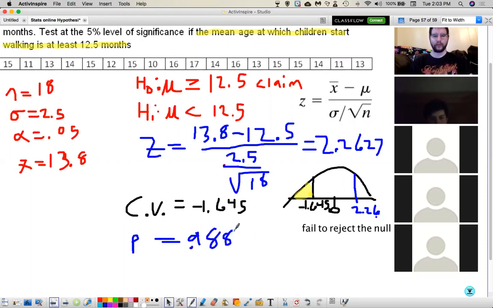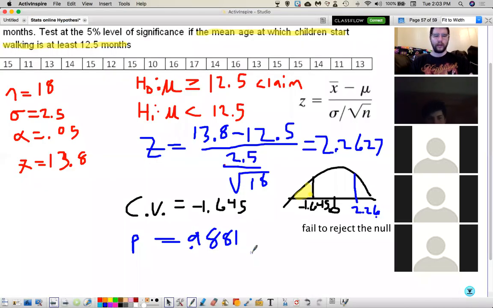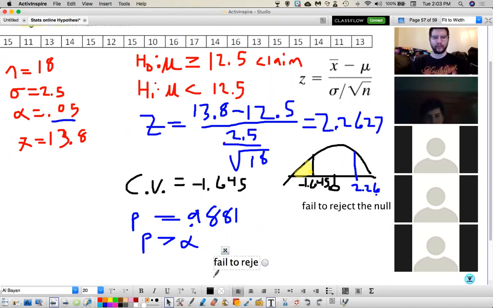Point 9881. Sorry, said that wrong. Let me think, which one's bigger? This or that? I think P is bigger than alpha. So again, we're going to fail to reject the null. That's our initial conclusion. We fail to reject the null. You can get that either from the p-value method or from the traditional method.